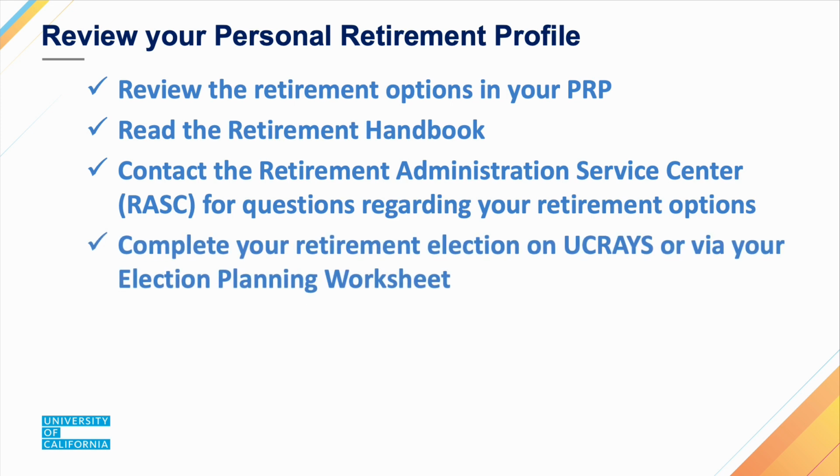Now, if you are married or have a domestic partner, be sure to also fold that person in during your discussions. Their signature will also be required on the election form. But once you're ready to proceed with your election of retirement, you can log back into UCRaise and complete the election process. If you're unable to do the election through UCRaise, in the packet that was provided there would also be an election planning worksheet that you can complete and return to RASC, so that way they can go ahead and produce the election form for you for signature.